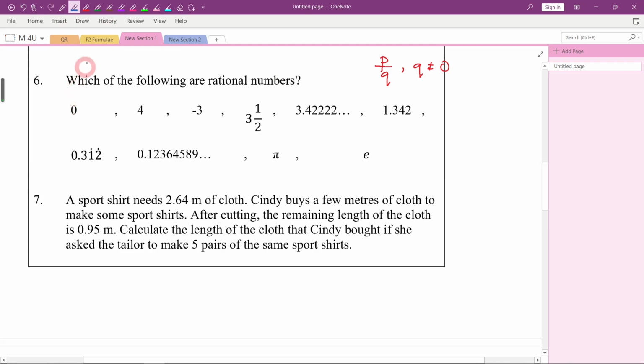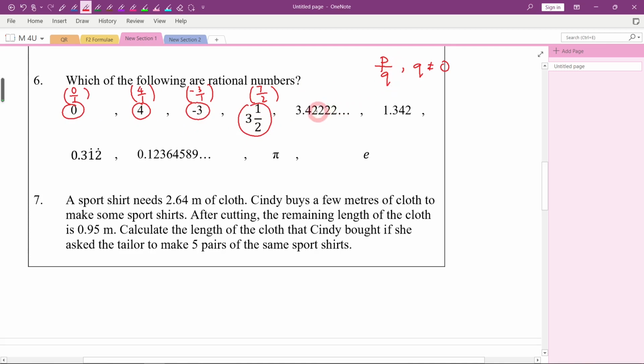Yes, because you can change it to 0 over 1. How about 4? Yes, 4 over 1. Negative 3? Yes, negative 3 over 1. This one is a mixed number. If you want to change this to an improper fraction, 3 times 2 is 6, 6 plus 1 you get 7, so 7 over 2. So these all are rational numbers because they all can be written in this fraction form.